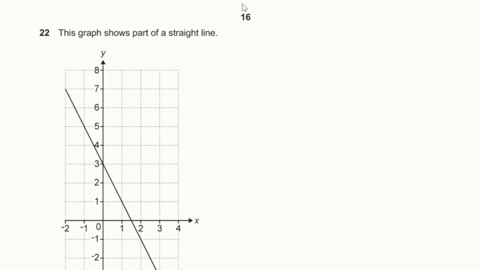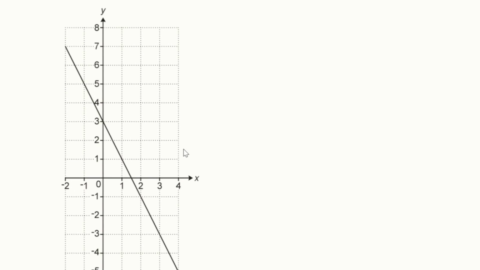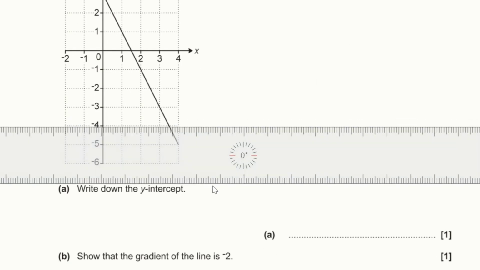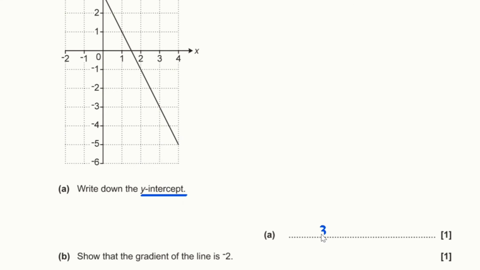Question number 22. This graph shows part of a straight line. For part A, we have to write down the y-intercept. Well, the y-intercept is where the graph crosses the y-axis, and it crosses the y-axis over here at the point 3. So for the y-intercept, that will simply be given by 3.